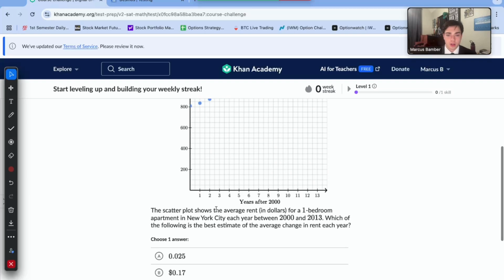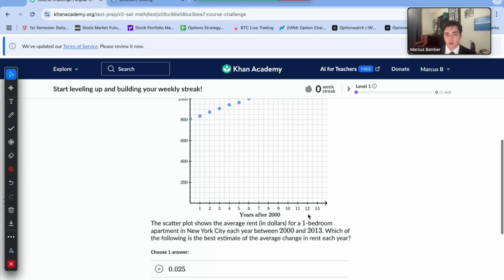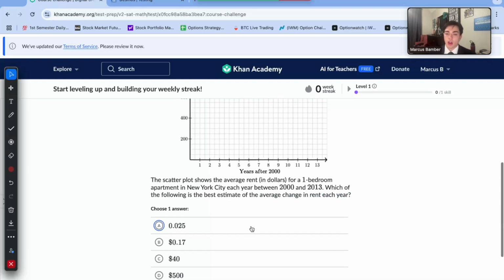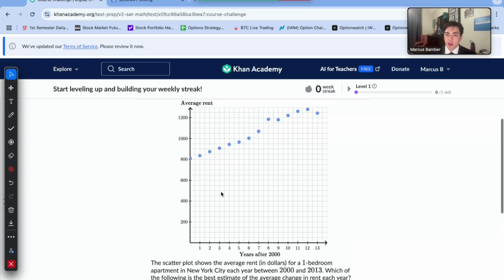Okay, the scatter plot shows the average rent for a one-bedroom apartment in New York City each year between 2000 and 2013. Which of the following is the best estimate for the average change in rent each year? Average change, they're asking for the slope. So we're looking, what is the slope? Best way to define the slope is to take the first and the last point and then do rise over run between them. So we're not going to use that last point. We're going to use the second to last, as it kind of follows the trend of the line better.